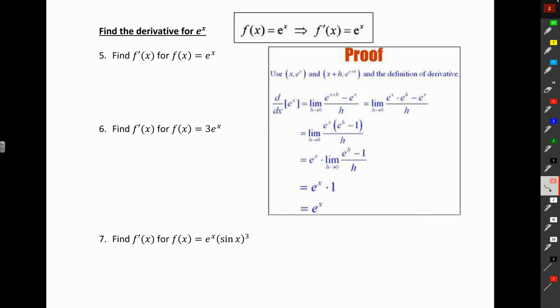I think the only reason I include it is because it does really confuse kids, so just sort of seeing it, talking about it, it might help. But just remember, this is in your formula booklet. So if you're being asked to find the derivative of e to the x, like number 5, the solution is just very simply e to the x.